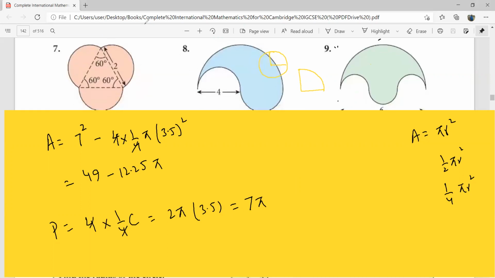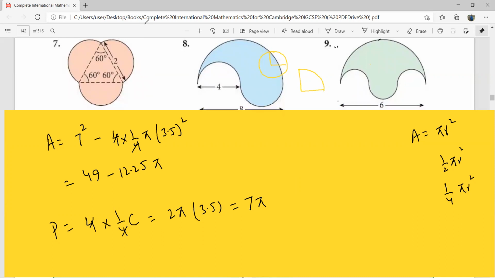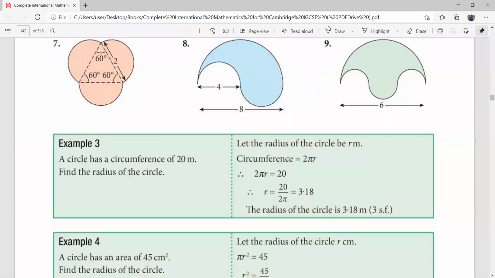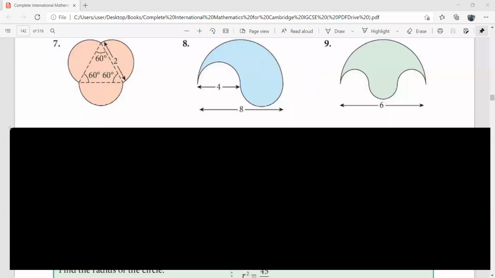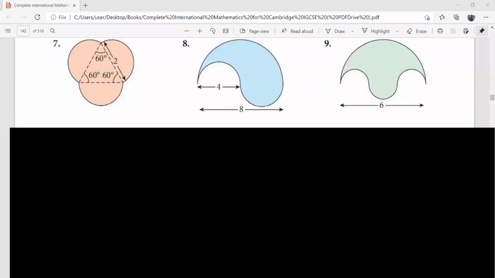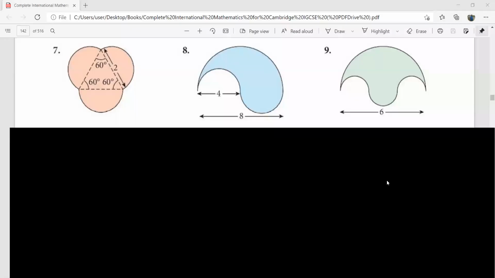Okay, now you try these questions here, 7, 8 and 9. Go on, try them. Now instead of solving them, I'll just be giving you clues so that you can find these areas. You will be able to find the area in this seventh question, because you know this is a semicircle, this is a semicircle, this is a semicircle. All of them are same.